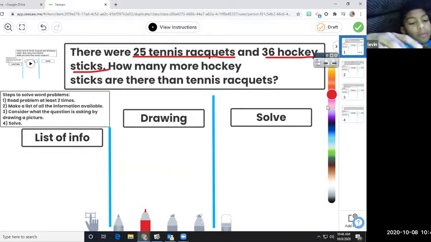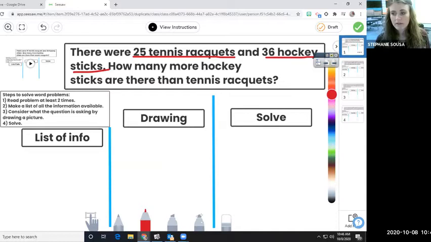So on Seesaw, you right now are completing this with me. This is a list of information. It says make a list of all the information available. So let's make a list of this. We have 25 tennis rackets. We have 36 hockey sticks. It's a rhyme, 36 hockey sticks.